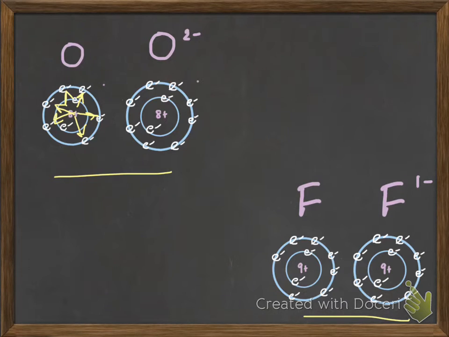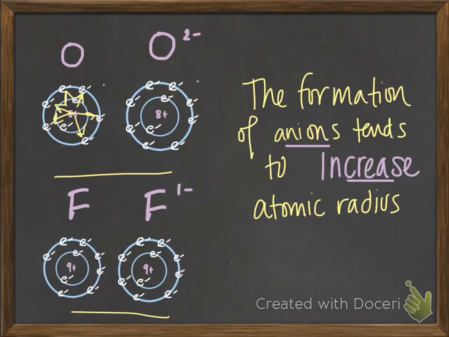In fluorine, in the neutral fluorine atom, we have 9 protons pulling on 9 electrons. But when fluorine gains an electron, you now have 10 electrons trying to be wrangled or pulled back in by only 9 protons. So the radius tends to increase a little bit. For a generalization, the formation of anions tends to increase the atomic radius.